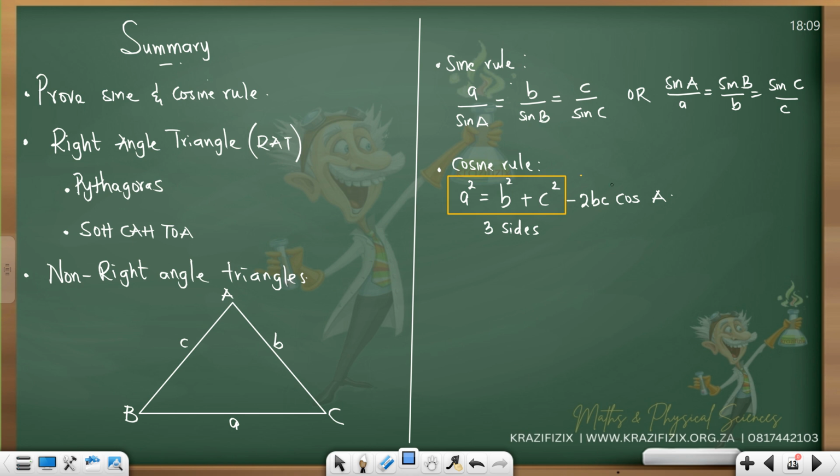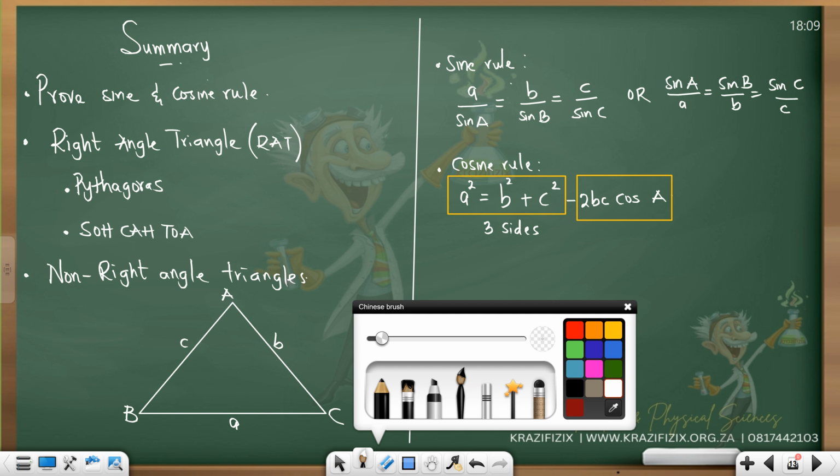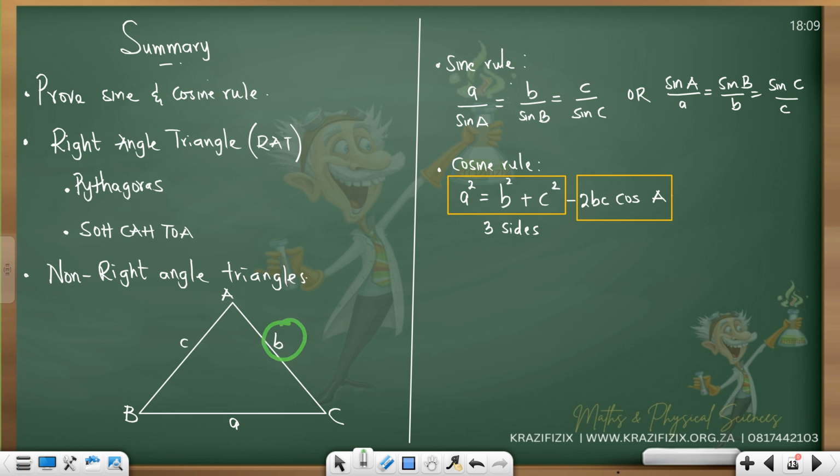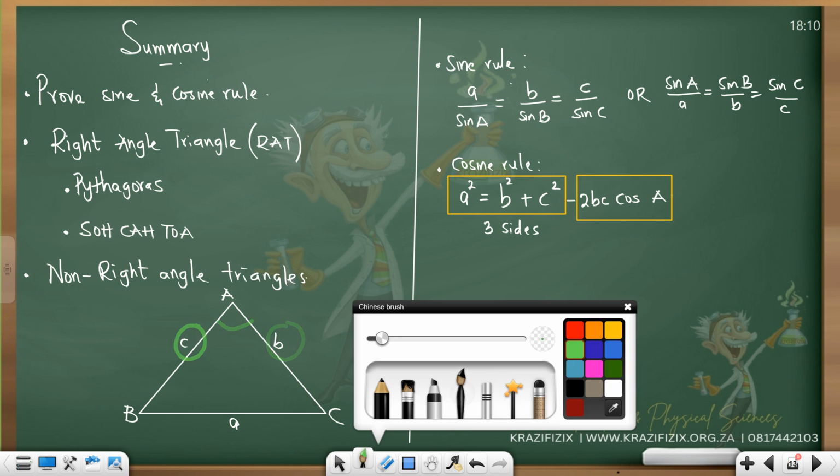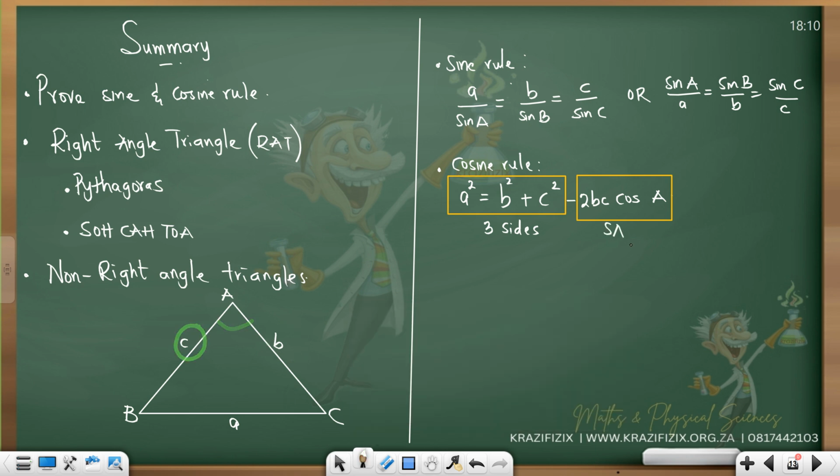Now look at the second part of this. Interesting. Check this. I have a small letter b, I have a small letter c, and I have a cos A. I'm going to highlight those letters for you. I have a small letter b, I have a small letter c, and I have an angle. Look at the position of that. What do you notice? Side, side, and this angle is included. So when do I use this? When I have side, angle, side. So I'm talking about 2 sides plus an included angle.